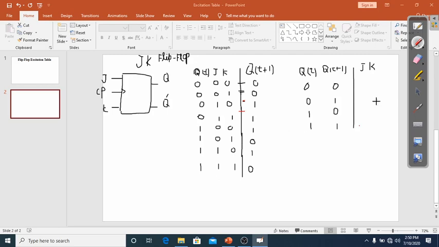Now from this table you can see that when present state is equal to 0, next state is equal to 0, what should be the input J and K?